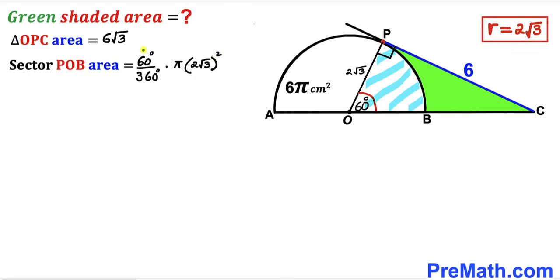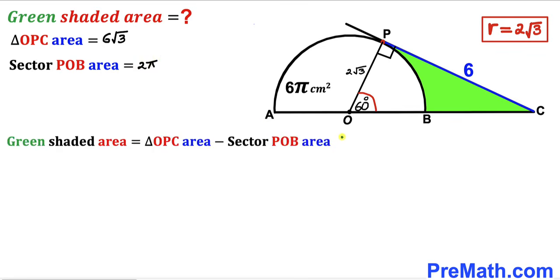And now let's make an observation. We can see 60 degrees divided by 360 degrees reduces to 1 divided by 6. And this square of 2 times square root of 3 is going to give us 12. So therefore we can write down 1 divided by 6 times pi times 12. And if we simplify the right hand side, that is going to give us 2 times pi. So therefore the sector POB area turns out to be 2 times pi.